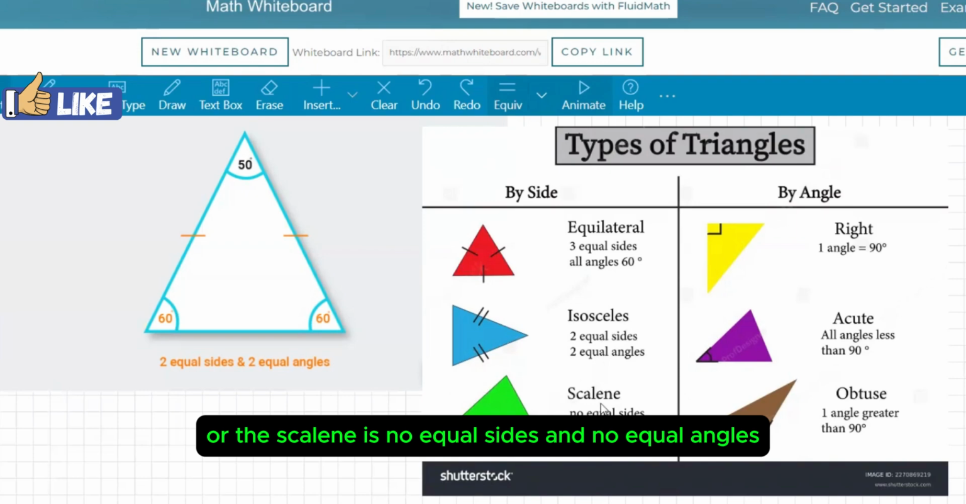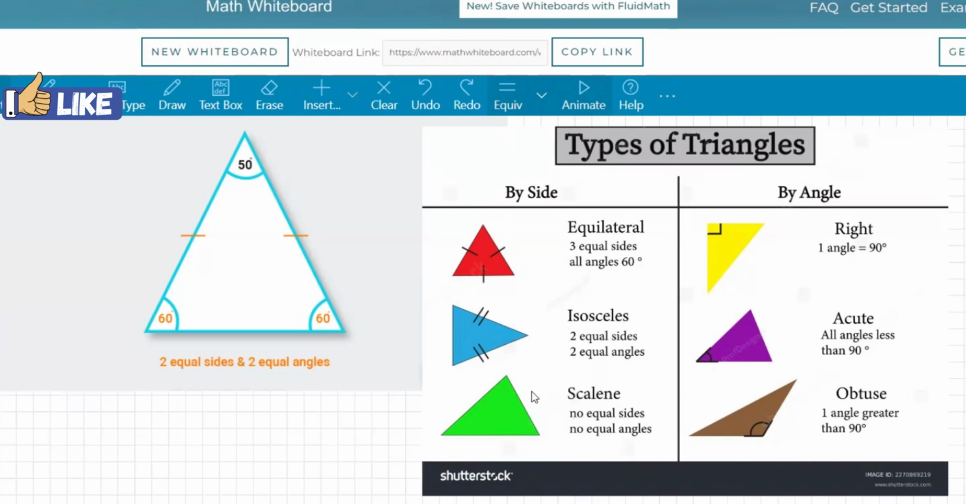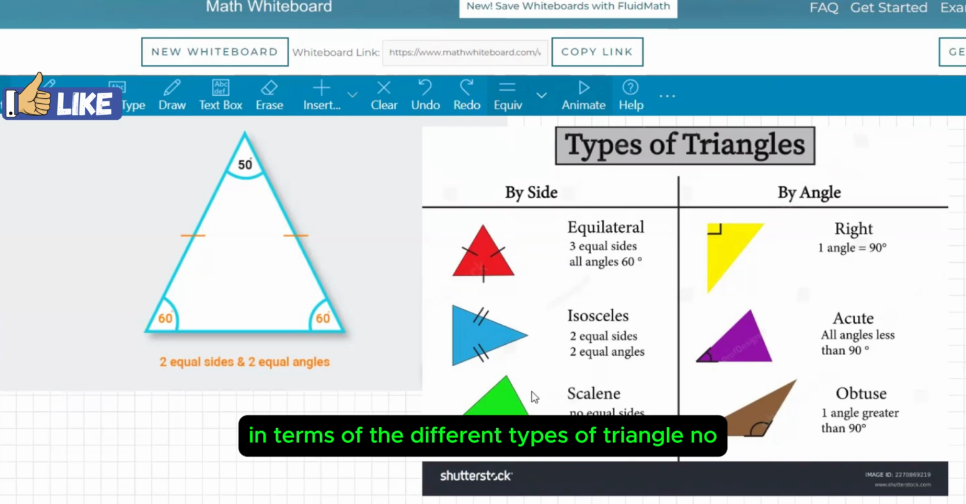For the scalene, there are no equal sides and no equal angles. So none of the sides will measure the same and none of the angles will be the same. I don't know if you have any questions so far in terms of the different types of triangle. No, I'm good. Self-explanatory? Okay. Yeah, cool.